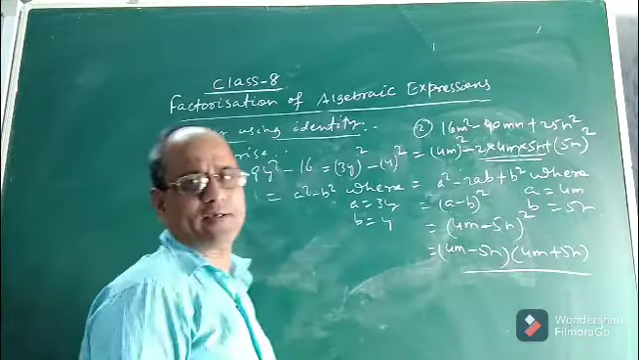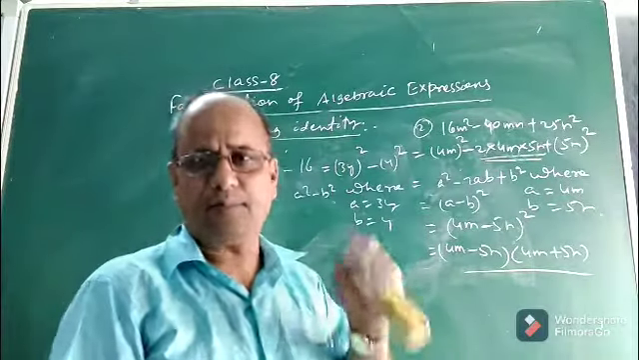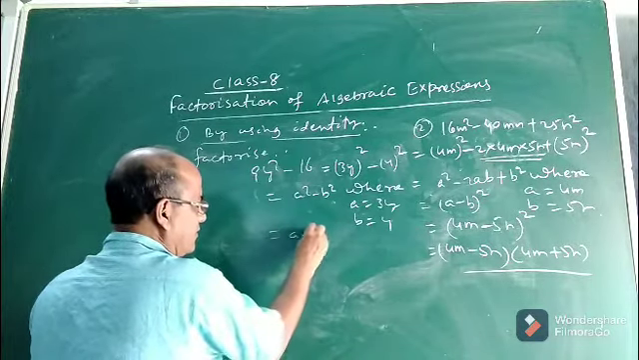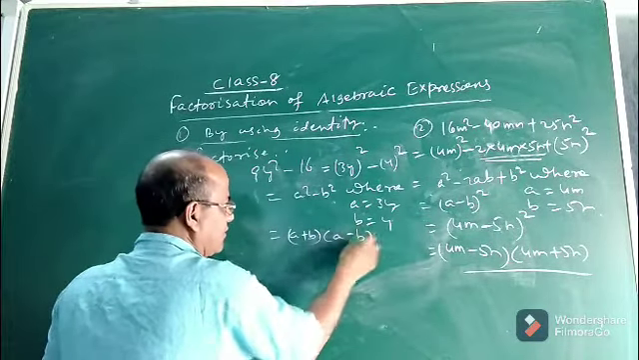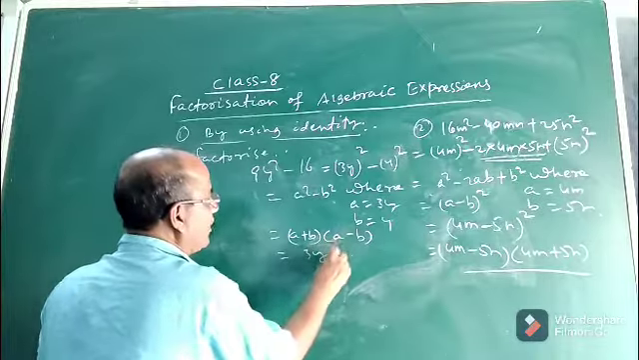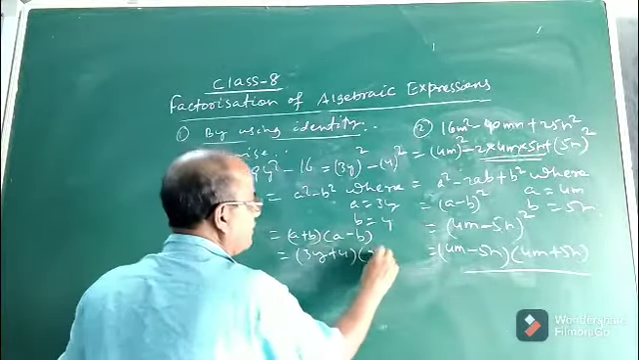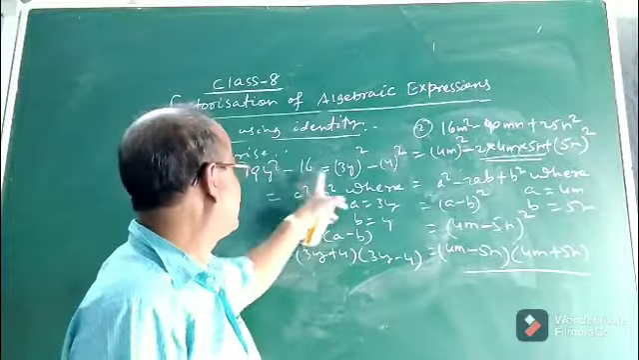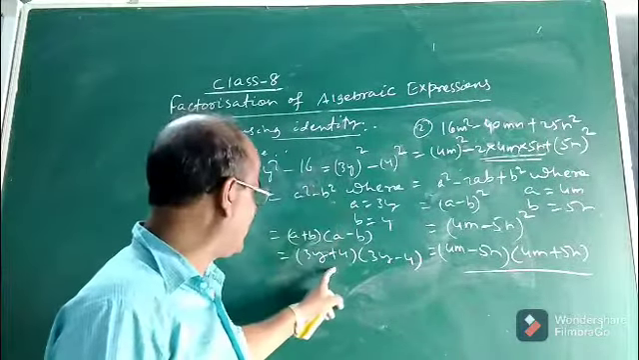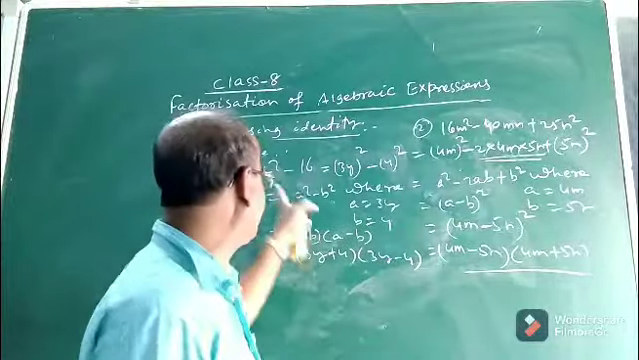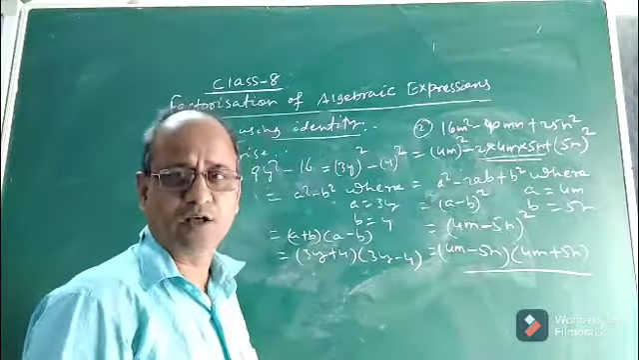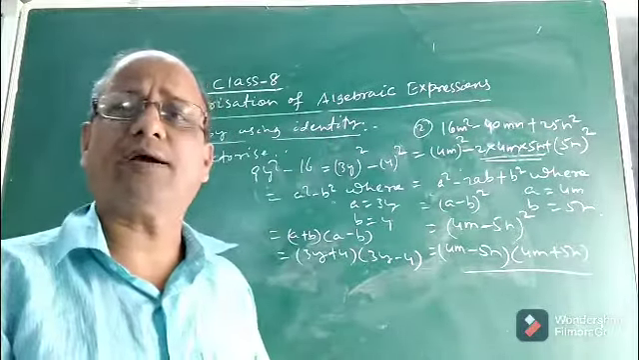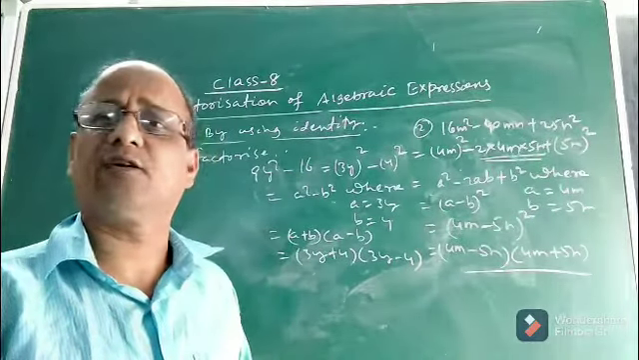And you know the formula for a square minus b square. It is a plus b into a minus b. So write the formula and then put the values. It will be 3y plus 4 into 3y minus 4. So this will be the complete factorization of this algebraic expression. That means if you multiply this binomial and this binomial, you will definitely get 9y square minus 16. So here we factorized 9y square minus 16 by using an identity, not by any other way.